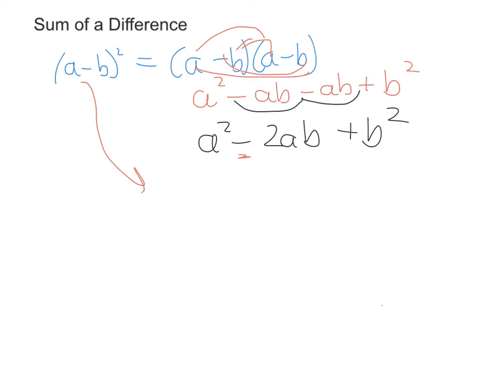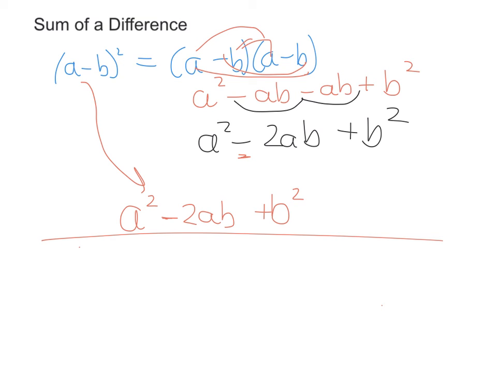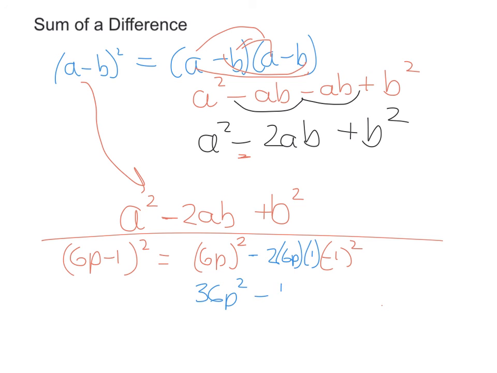Doing it with the shortcut, you would square the first term, square the last term, and it always ends in plus, and then the middle would be minus 2 times a times b. So if I was doing (6p minus 1) squared, I'll do it with the shortcut first. That's 6p squared for the first term. The last one is negative 1 squared, so it's going to come out positive. And in the middle, we would have minus 2 times 6p times 1. So that would give us 36p squared minus 12p, and then plus 1.